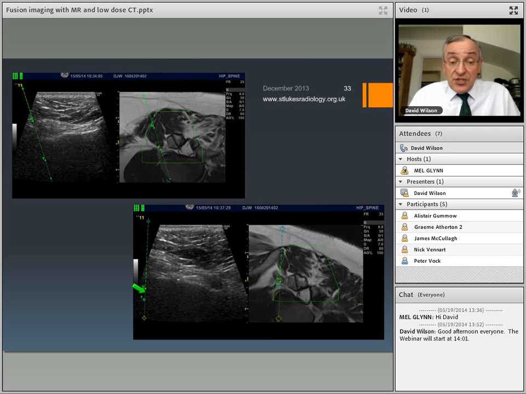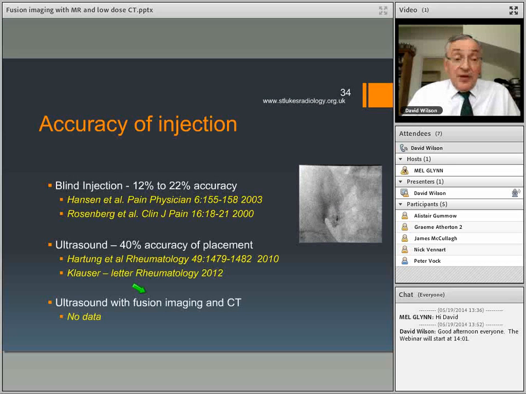We're lucky in the spine, things don't move very much. Similarly in joints, and so this is particularly useful for MSK needle guidance. So what about the accuracy of injection? Well, we know that if we do a blind injection, just using clinical landmarks in the SI joints, and I'm using that as my example, we have about a 12 to 22% accuracy. Ultrasound has a 40% accuracy of placement. It's a bit better, but it's certainly not good.